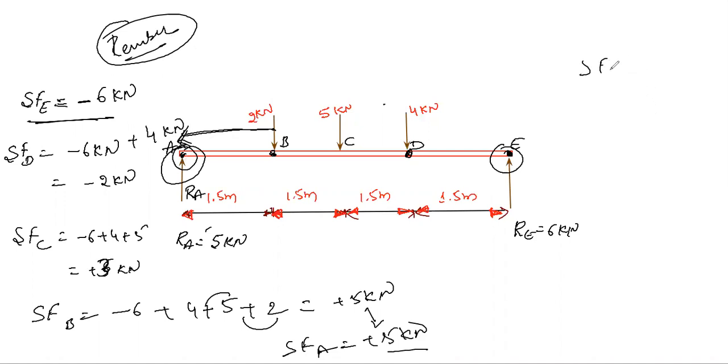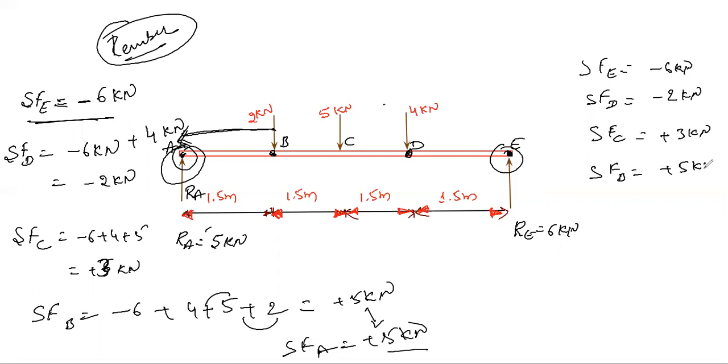Shear force at point E is minus 6 kilonewton. Shear force at point D, minus 6 plus 4, is minus 2 kilonewton. Again, the shear force at point C, minus 6 plus 9, is nothing but plus 3 kilonewton over here. Shear force at point B, minus 6 plus 11, is nothing but plus 5 kilonewton. Similarly, this force will continue till shear force at point A, that is nothing but plus 5 kilonewton.